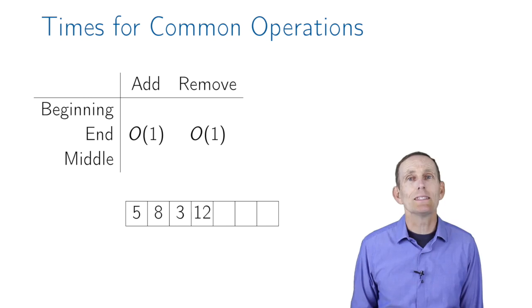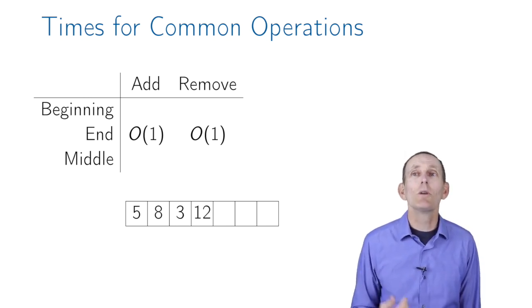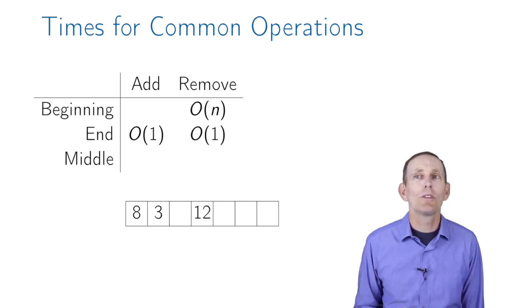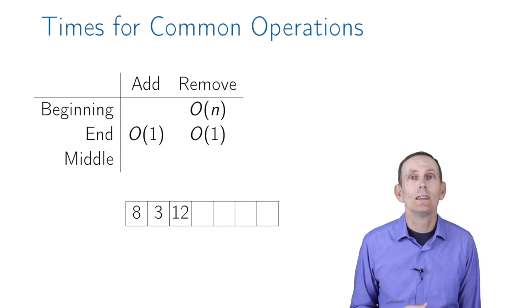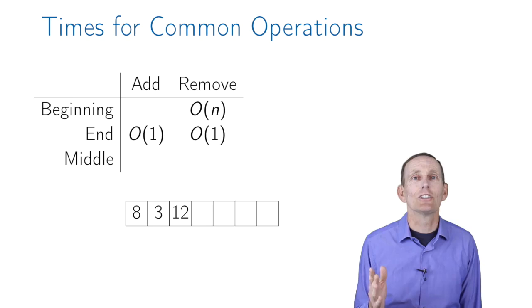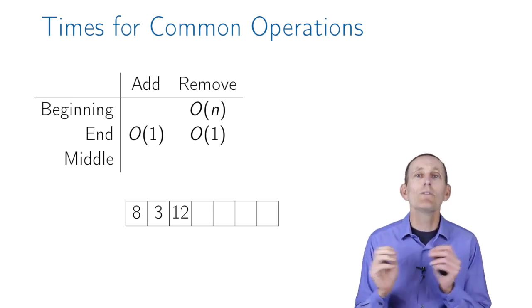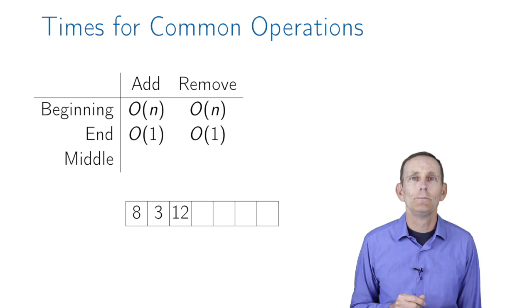Where it gets to be expensive is if we want to, for instance, remove the first element. So we remove the 5 here, and we don't want to have holes left in it, so we need to move the 8 down, move the 3 down, move the 12 down. That's an order n operation. Same thing would happen if we wanted to insert at the beginning. So we would need to move the 12, move the 3, and move the 8 to make space for our new element. So that also would be order n.